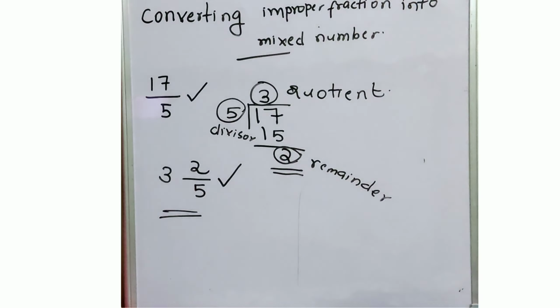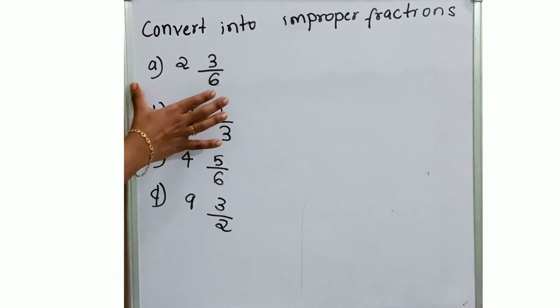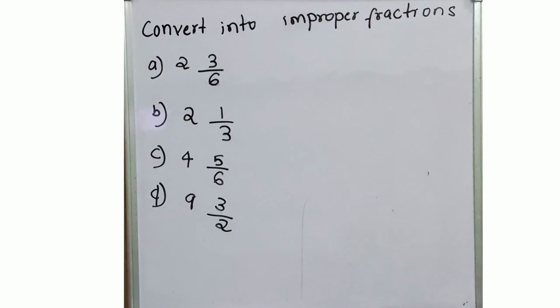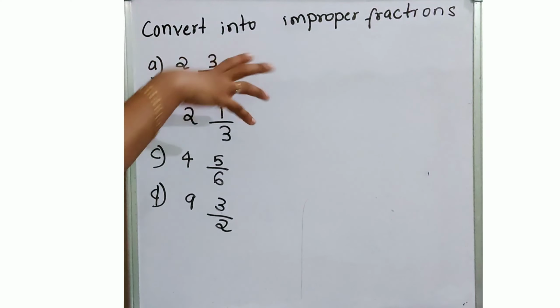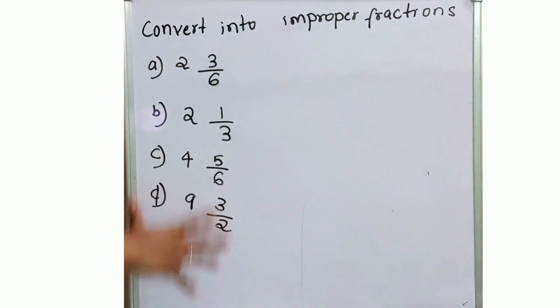Now I will give you some examples and you have to work them out. The first question is to convert into improper fractions. All these are mixed numbers. I have already told you that it is just multiplying and then adding. That will be the numerator and the denominator will be the same.